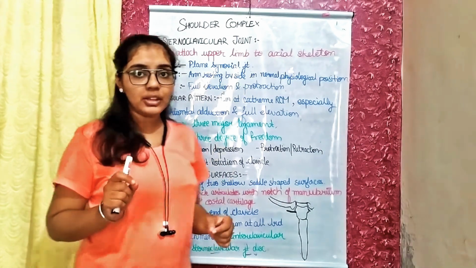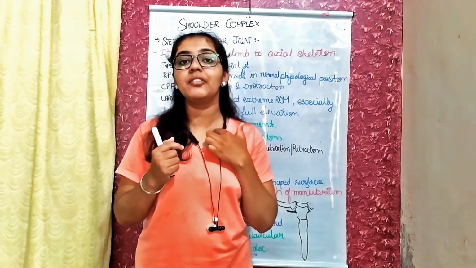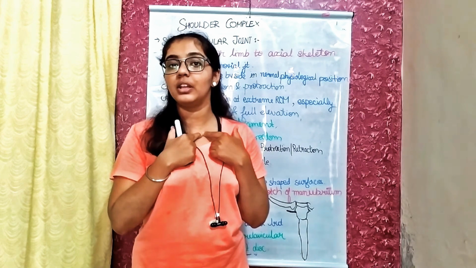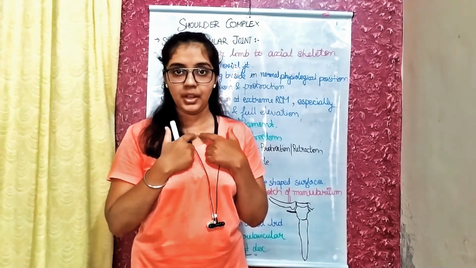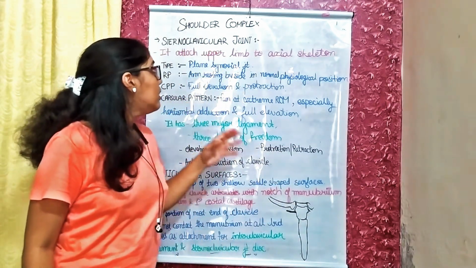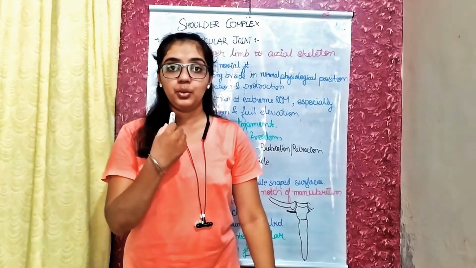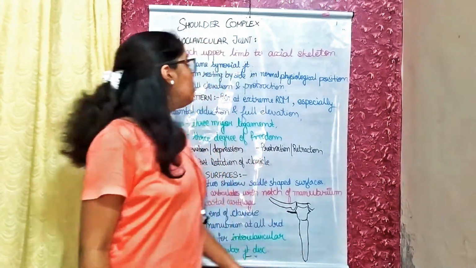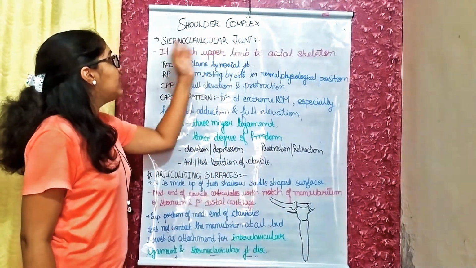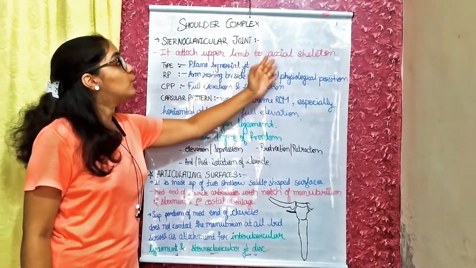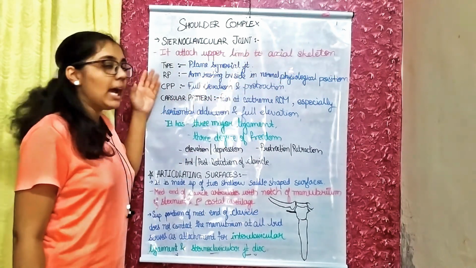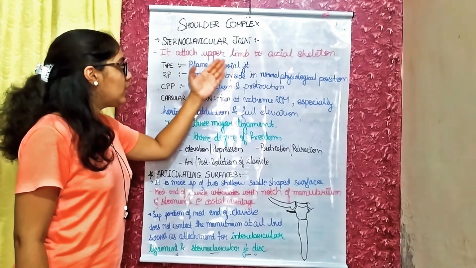So, the sternoclavicular joint is made between the medial end of the clavicle and the manubrium sterni. This joint attaches the upper limb to the axial skeleton. It is a plane synovial joint.